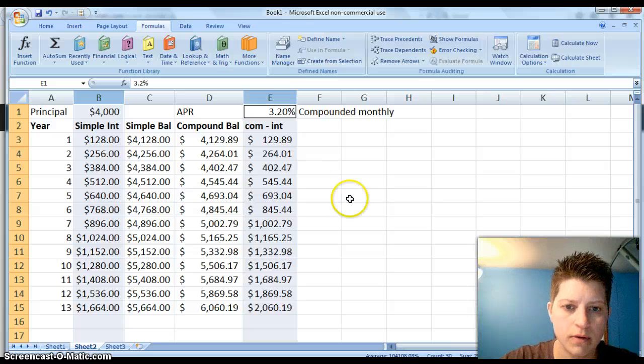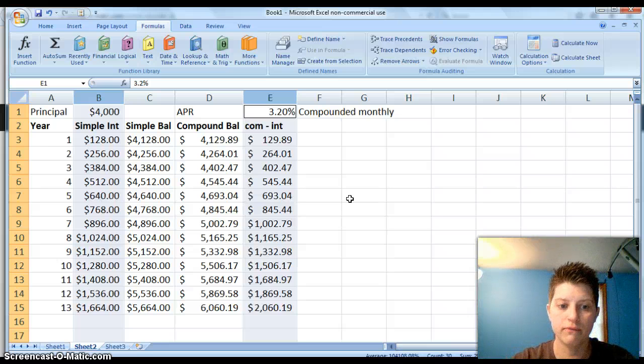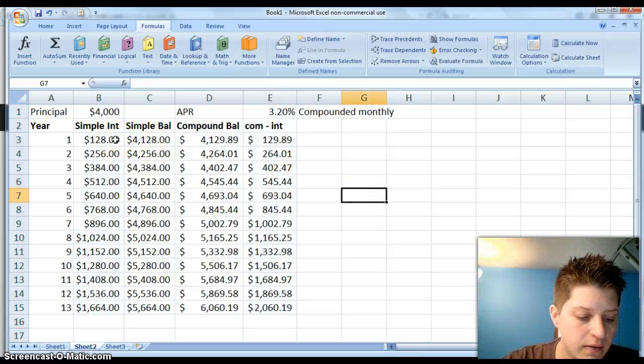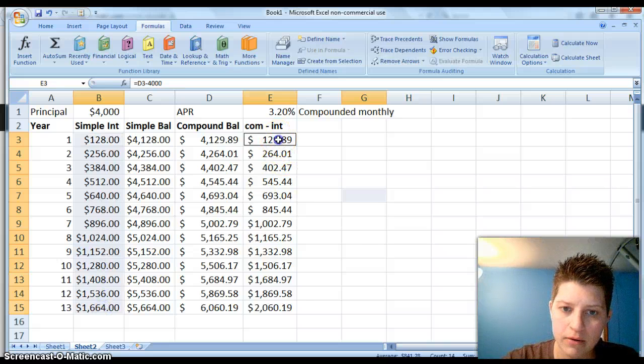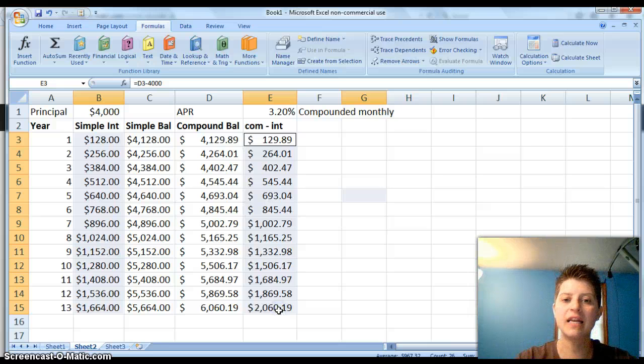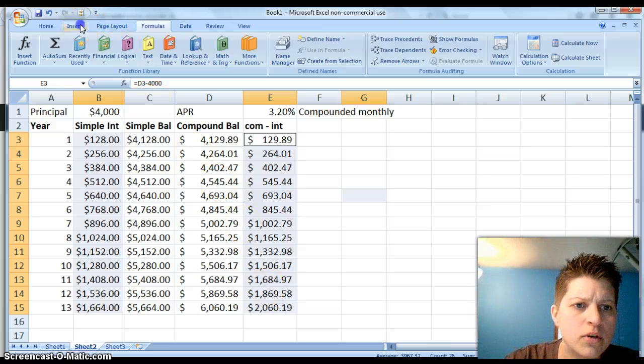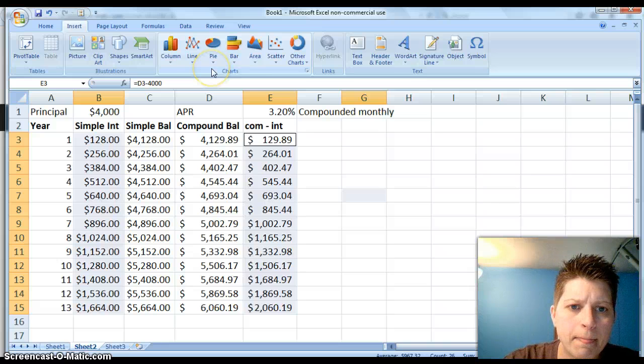I want to compare these two. So you can look after 13 years, there's an extra $400, which we just talked about in terms of the balances, but now you can see the difference in the interest. And if you wanted to graph these, if I hold down my control key, I can click and drag, and let go, go back over to compound, click and drag, so that I've highlighted just the interest. Then I can go up to insert, I want to do a line graph.